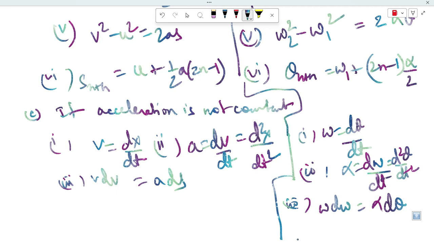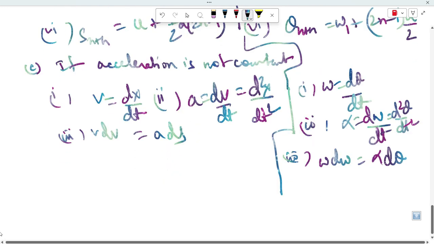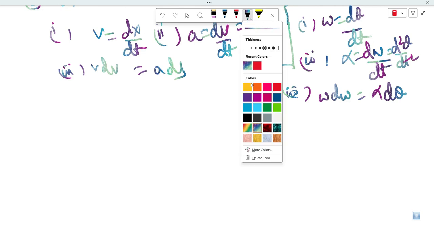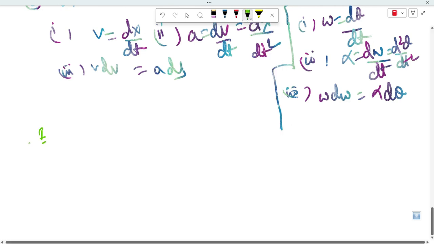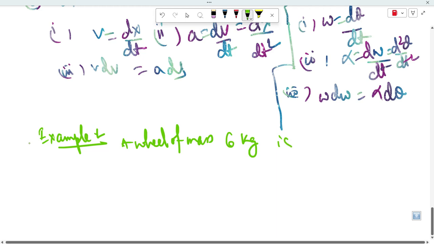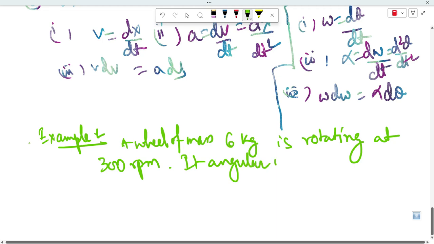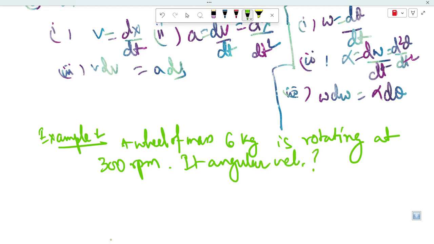Now let us solve some problems. Let us take one example. Example number 1: a wheel of mass 6 kg is rotating at 300 rpm. You have to find its angular velocity. How will you find it?